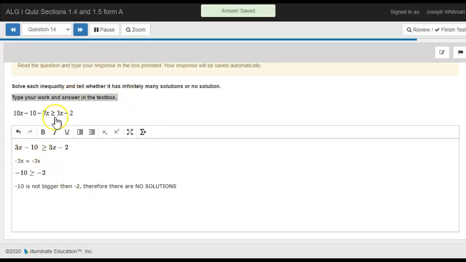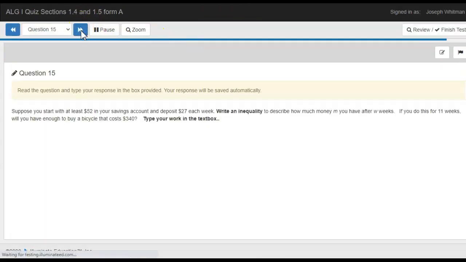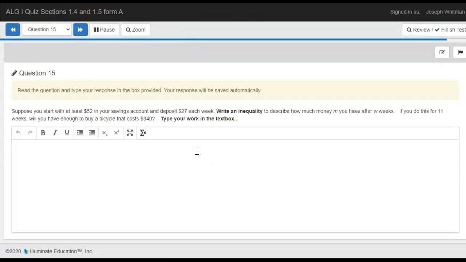So I typed my work and I answered the question in the text box. Number 15. This one was a little tricky and I accepted multiple answers. It says you start with at least $52 in your checking account and then you deposit $27 each week. Write an inequality. Describe how much money you have, M, after W weeks. So we know we have at least $52, so we'll just write that.